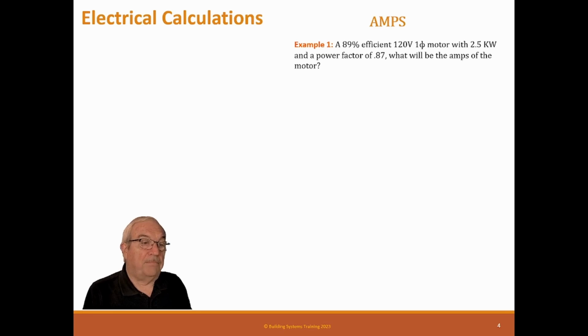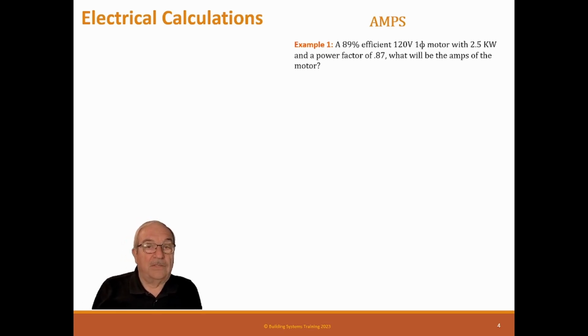If you get down to around 0.81 or so, they really need to pay attention to that because they need to correct it. The reason is the lower the power factor, the less work the power does.